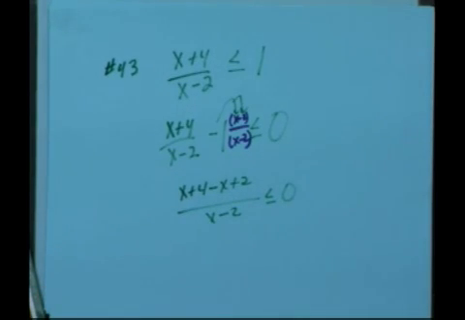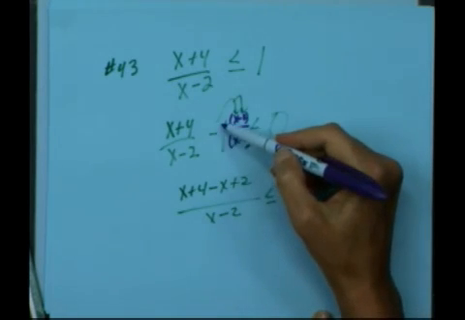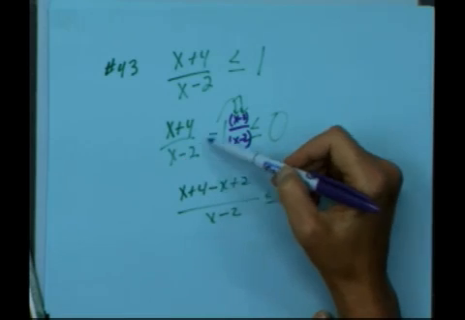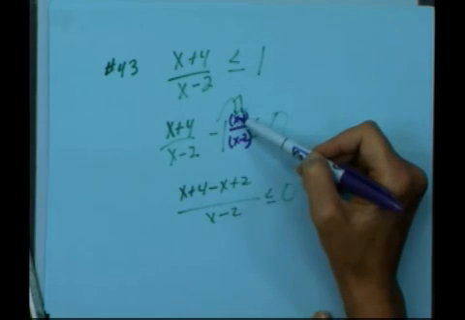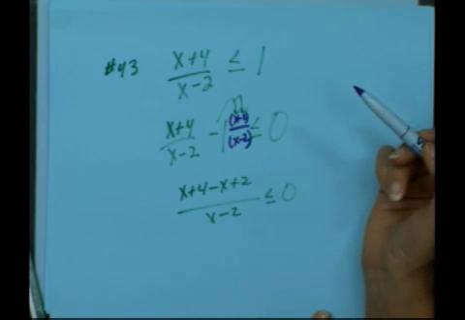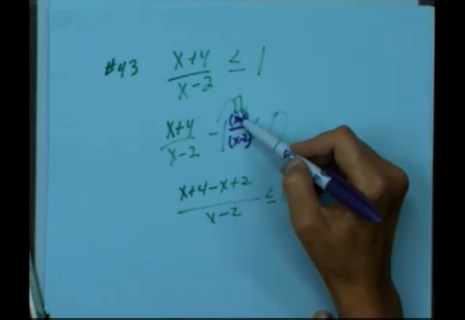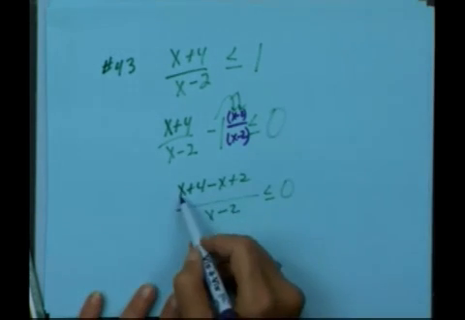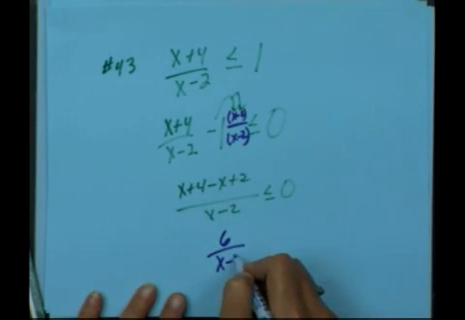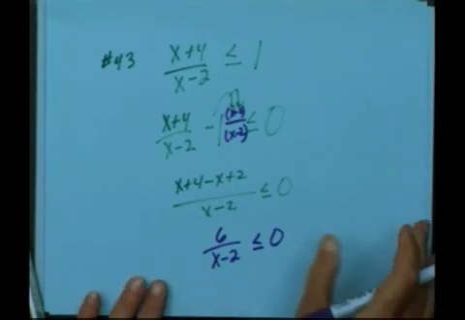The screen pen's not showing up very well, is it? Everybody okay so far? What's that? X minus 2 over x minus 2? When I was going to add (x plus 4) over (x minus 2) subtract 1, I had to get a common denominator before I could subtract. So I multiplied this by the factor (x minus 2) over (x minus 2), and then carefully distributed the negative. Is everybody good? So this gives me 6 over (x minus 2) less than or equal to 0.